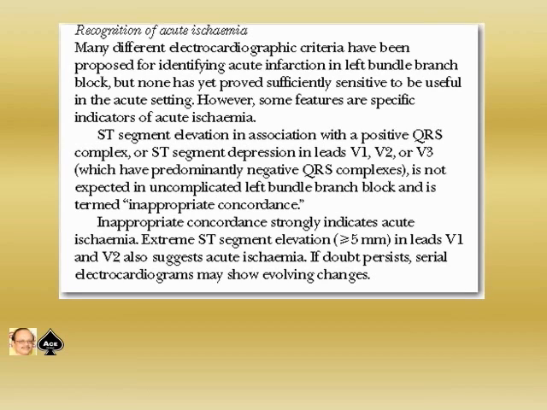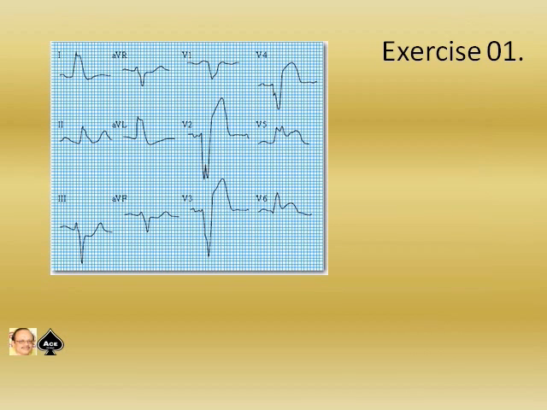ST segment elevation in association with a positive QRS complex, or ST segment depression in leads V1, V2 or V3 which have predominantly negative QRS complex, is not expected in uncomplicated left bundle branch block and is termed inappropriate concordance. Inappropriate concordance strongly indicates acute ischemia. Extreme ST segment elevation, that is equal to or more than 5 mm in lead V1 and V2, also suggests acute ischemia. If doubt persists, serial electrocardiograms may show evolving changes.